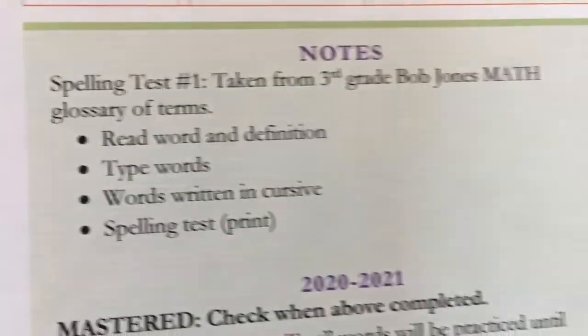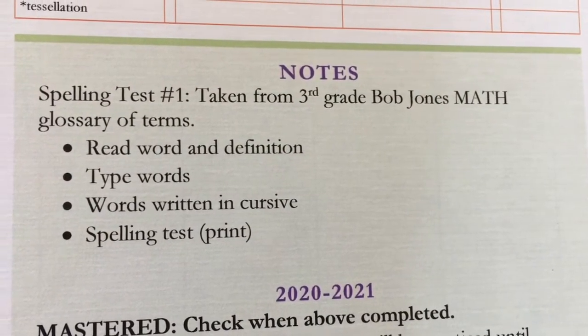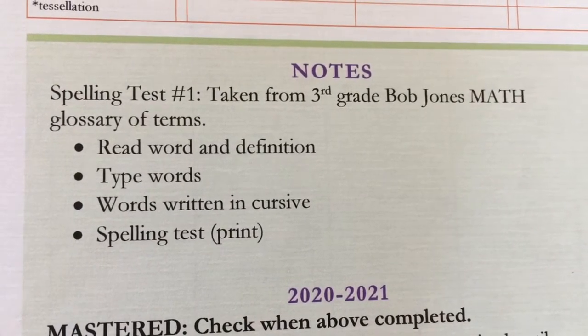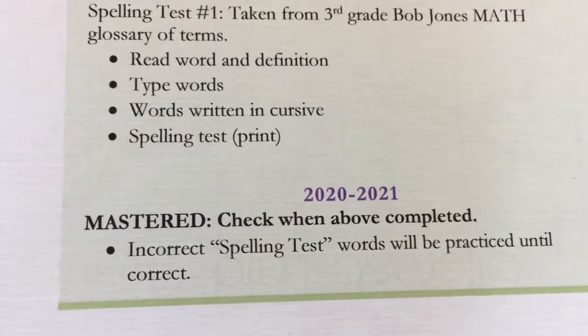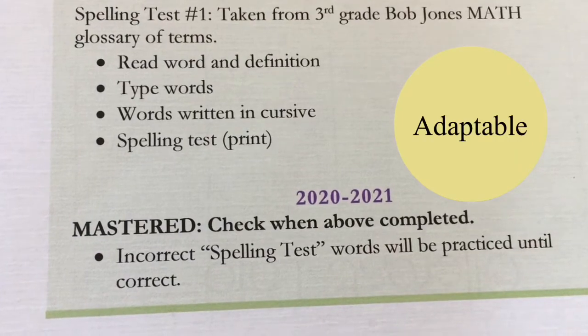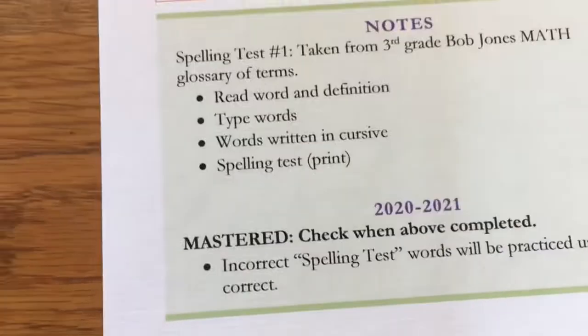Okay. And then I put some notes at the bottom so I can remember and keep track of what I did. So for example, here he's read the word and definition, he's typed the word out, he's written it in cursive, and then he's been tested on it. So that's the format, and I'll adjust it throughout the year to adapt to what works and what doesn't work, and that's one of the great things about homeschooling, that we can do that.